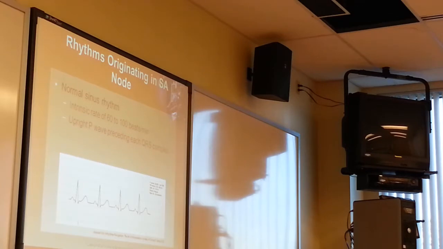Okay, normal sinus rhythm. Intrinsic rate of between 60 and 100. Upright P wave preceding each QRS. So for every P, you have a QRS. Every time the atrium is firing, the ventricle is firing right afterwards, in a normal interval. Everything is happy in Walt Disney World. Life is good.